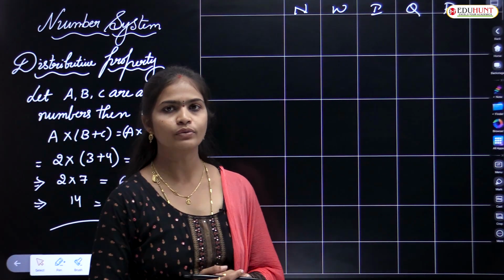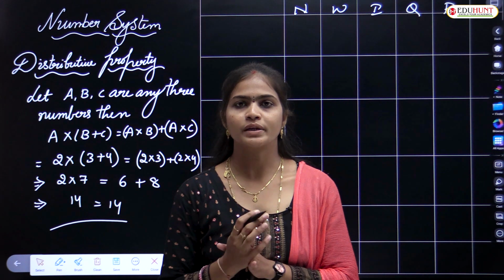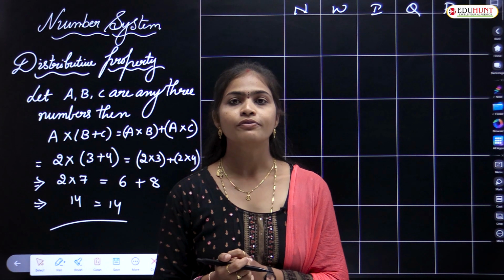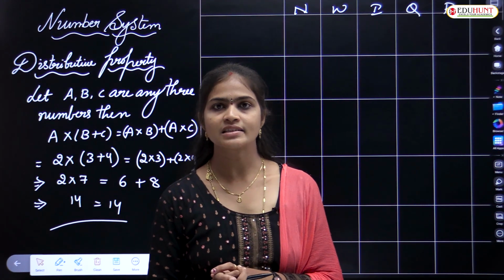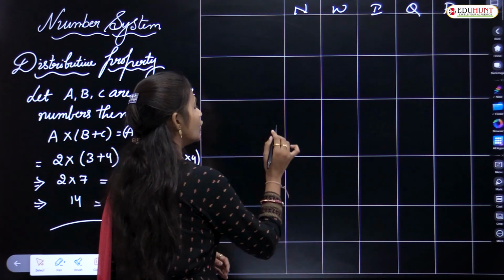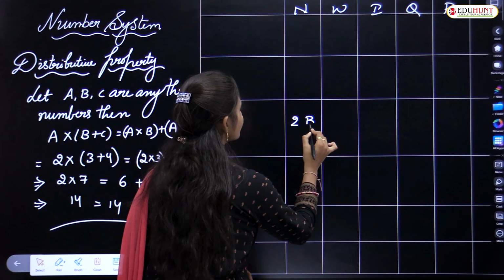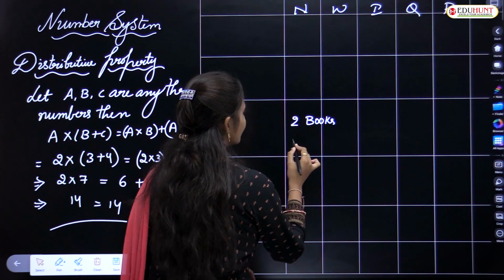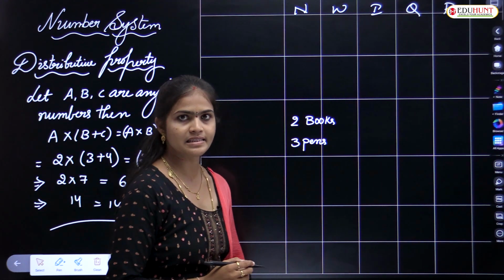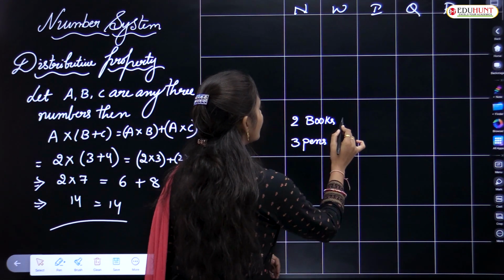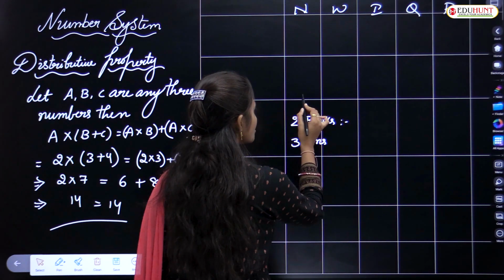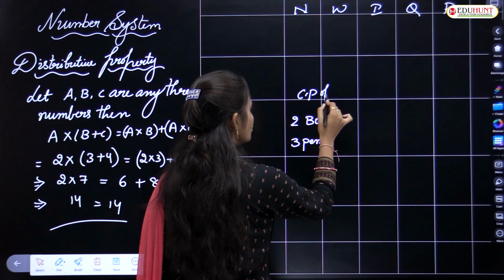Here I will tell you one thing about the distributive property. For example, if you go to a stationery shop, you want to purchase books and pens. You want to purchase 2 books and 3 pens. Now the cost of each notebook is 10 rupees, the cost price of each notebook.